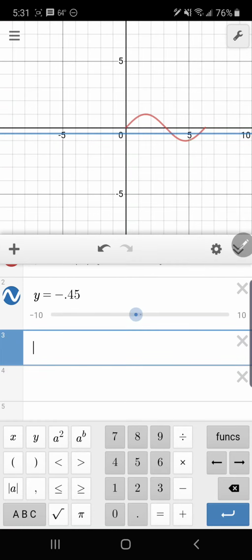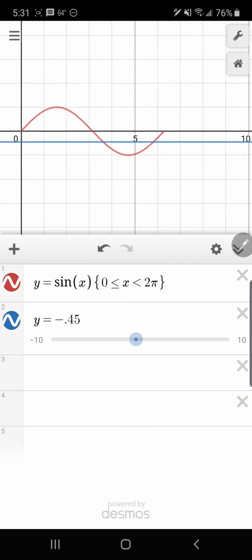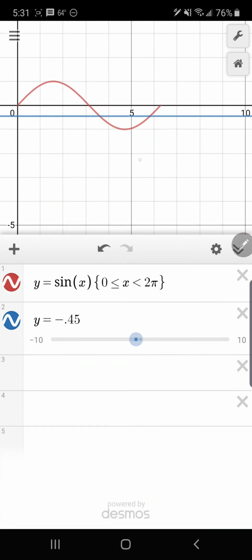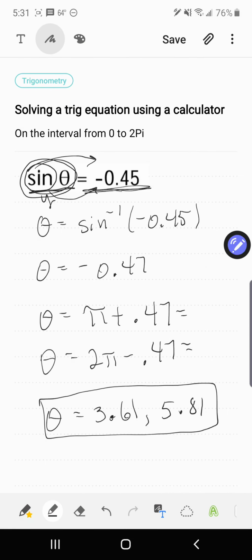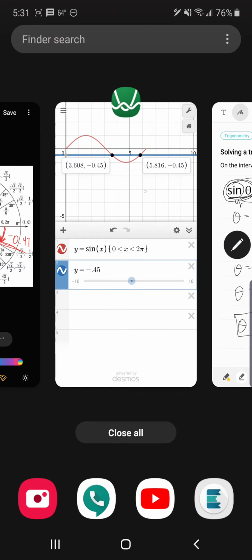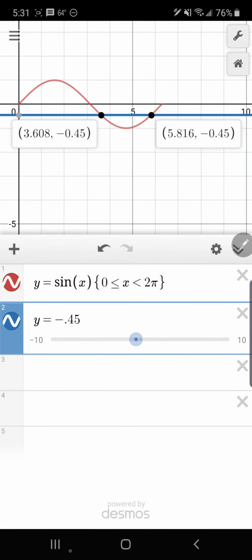And if we zoom in on that graph, we're going to see that those two equations intersect at two places. So our two answers should be 3.61 rounded and 5.82 rounded. And why is my other one 5.81? Let me go back and recalculate that. 2 pi minus 0.47 is 5.81. So there's a round-off error, it looks like. Yeah, that must be just round-off error.